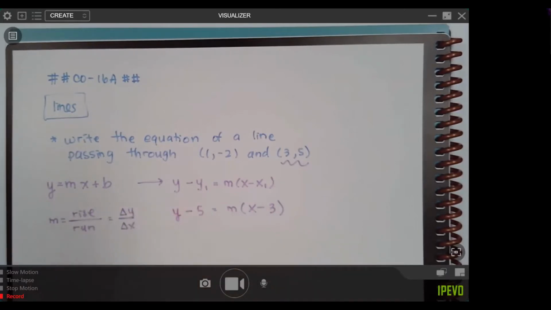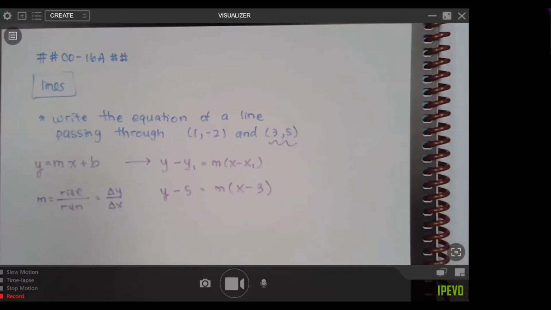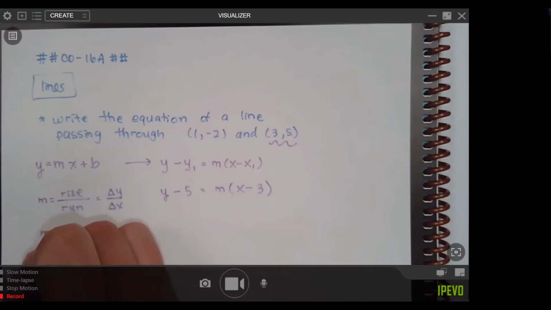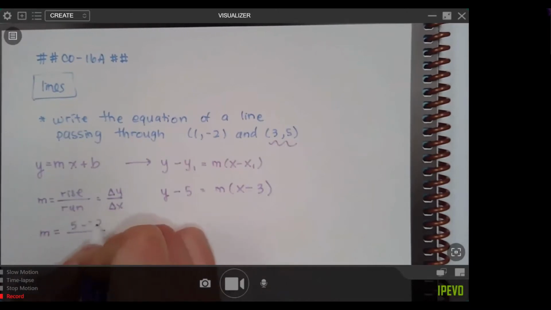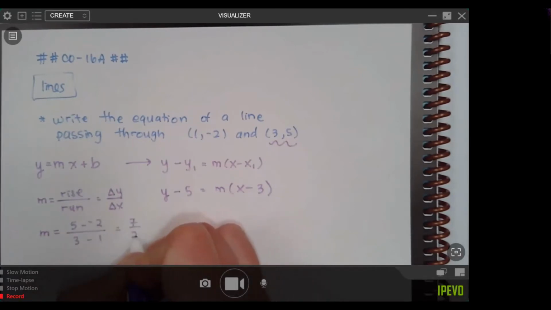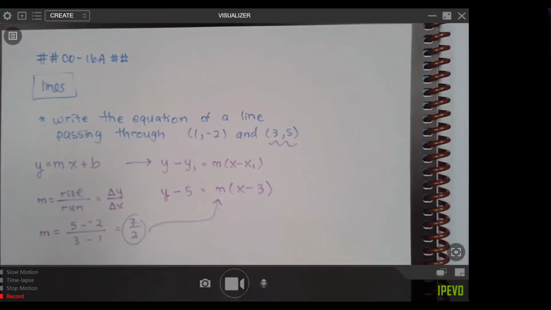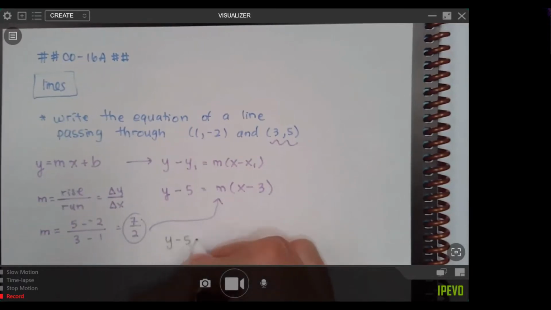Doesn't matter which direction we subtract the points. It just matters that we keep them in the same order. So my slope here could look like 5 minus -2 over 3 minus 1, and I'm looking at 7/2 to stick in there. And then here's one of the cool things about calculus. I get to quit because this is the equation of a line.